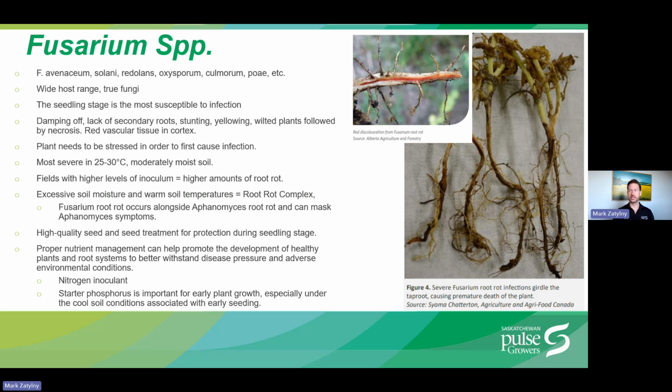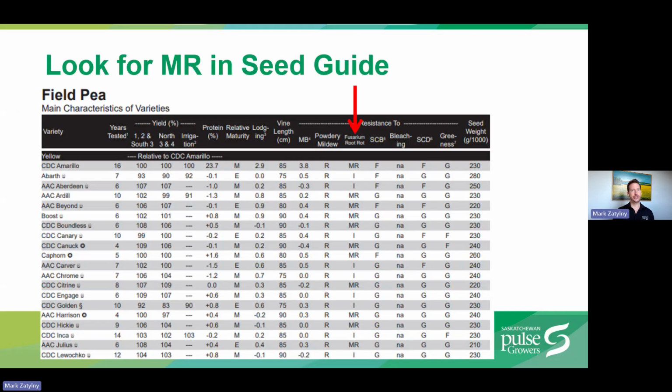Like all the root rots I'll be talking about, it can impact the crop at any growth stage, but typically is in that earlier season when the crop is usually more stressed, just trying to get out of the ground and get going. Here is a quick glimpse from the seed guide where you can look for that moderate resistance in field peas, and varieties are continually being looked at for resistance to root rot.